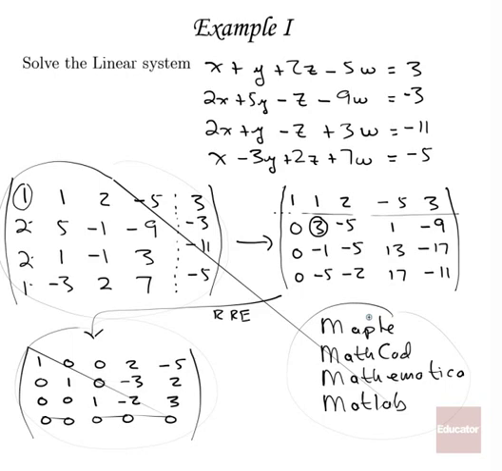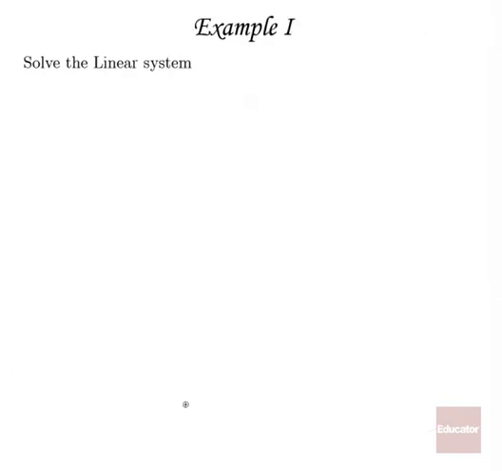Okay, so let's get back to our solution. So we have this final reduced row echelon form here. And what it is, let me actually go to another page and rewrite it. So I have 1, 0, 0, 2, negative 5, 0, 1, 0, negative 3, 2, 0, 0, 1, negative 2, 3, 0, 0, 0, 0, 0.